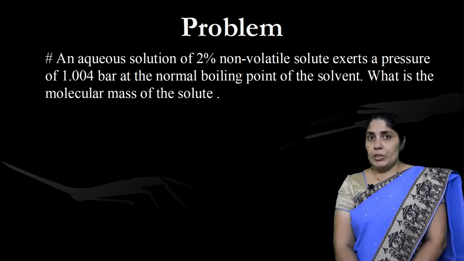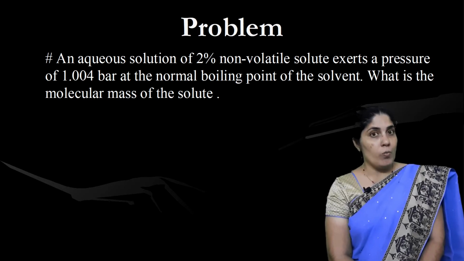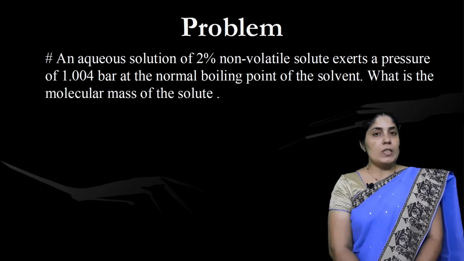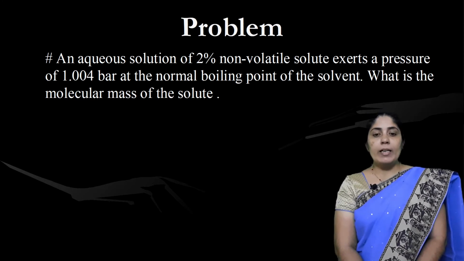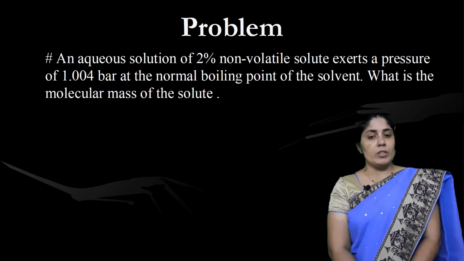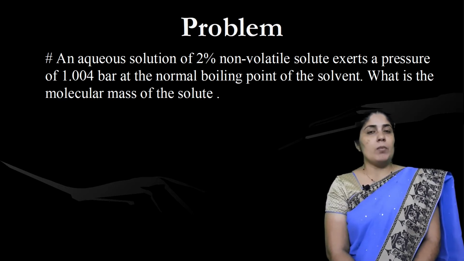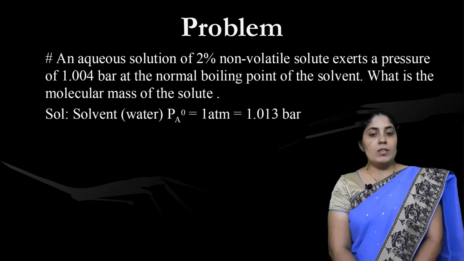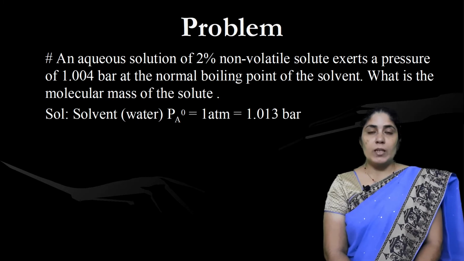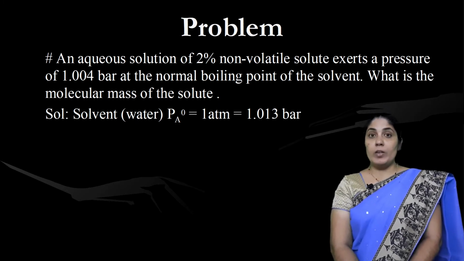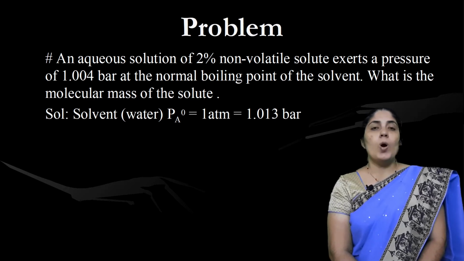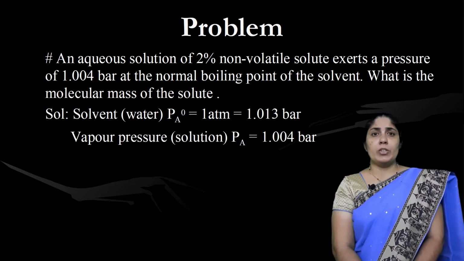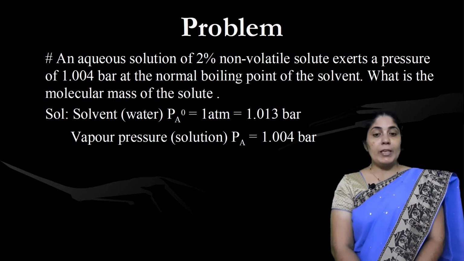An aqueous solution of 2% non-volatile solute exerts a pressure of 1.004 bar at the normal boiling point of the solvent. What is the molecular mass of the solute? Jotting down the given data, solvent we consider here as water. PA0 value is already known to us, that is 1 atmosphere or 1.013 bar.